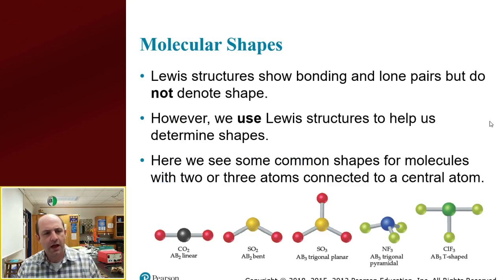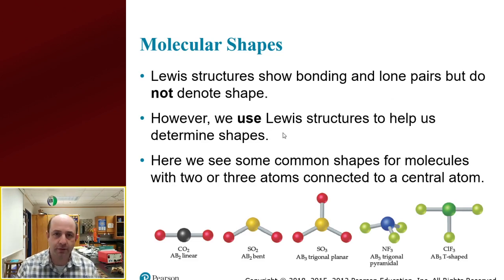So the main thing in this chapter is talking about molecular shapes. What does the three-dimensional shape of the molecule actually look like? So Lewis structures that we drew in Chapter 8, well, they tell us what's bonded together. They tell us if it's a single bond, double bond, triple bond. They tell us that there's non-bonding lone pairs, but they don't tell us shape, at least not by themselves.